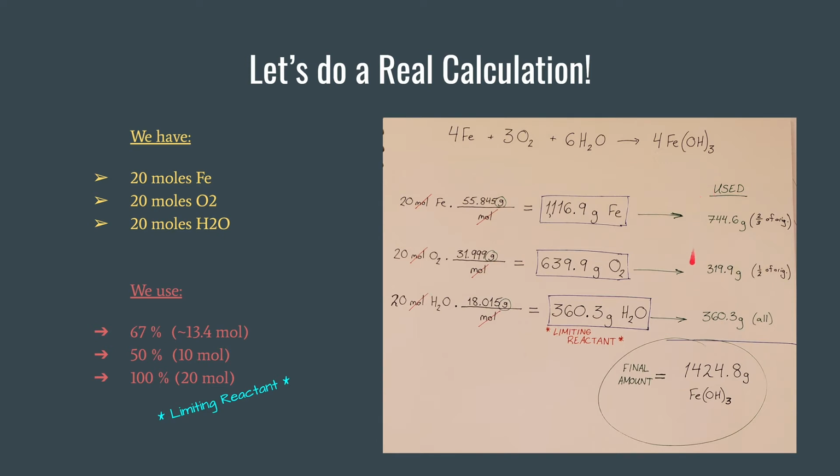So in the end, after some more math, we find that with 20 moles of iron, oxygen gas, and water, we will come out with 1,424.8 grams of hydrated rust.